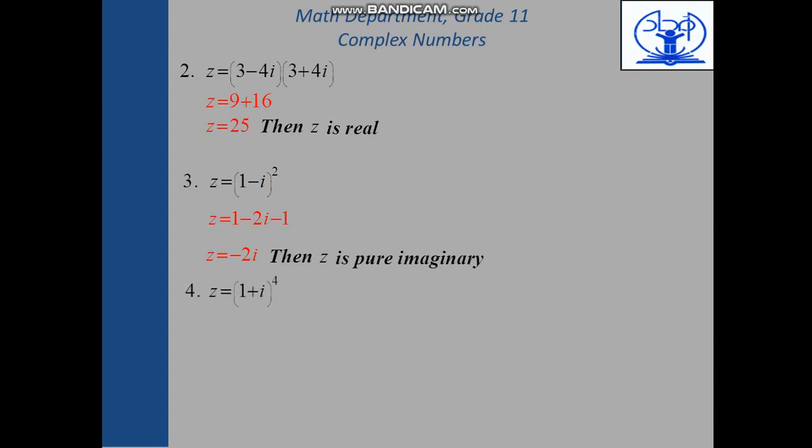z equal (1 plus i) power 4, which is ((1 plus i) squared) squared. We develop this one, a squared plus 2ab plus b squared, power 2. Simplify the 1 and minus 1, (2i) power 2, which is equal to 4i squared, and don't forget that i squared equals minus 1, so the final answer is minus 4, then z is a real number.